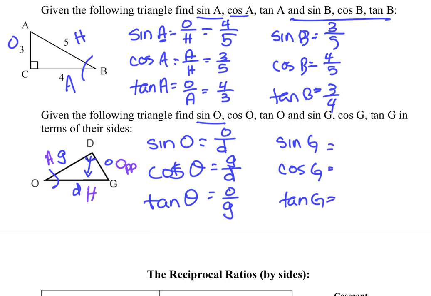Again, the opposite and the adjacent would switch spots, because we're talking about G now. So this would be the adjacent, and this would be the opposite. And then when we write these out, it would be G over D, O over D, and G over O. Awesome.